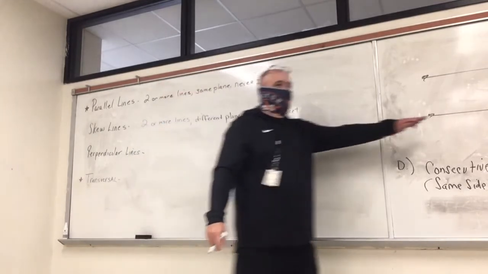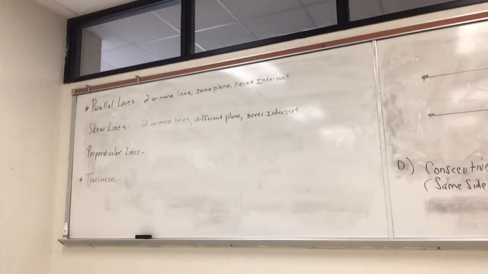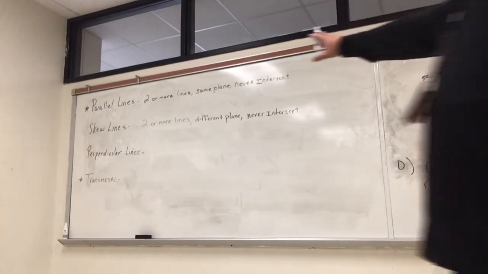So we got line L right here, and over here we got line N. Well, they're not going to intersect each other, are they? No. But they're not parallel because this is a plane and that's a plane. So they're in two different planes. So they're not parallel to each other, they're skewed. They're called skew lines. Okay?